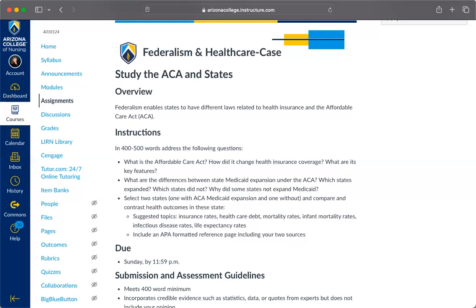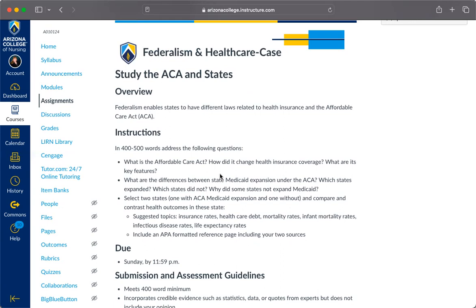So organize your paper just like this is organized here. Your introduction can start with, what is the Affordable Care Act? How did it change health insurance coverage, and what are its key features? And then you can go into, what are the differences between the state Medicaid expansion, which states expanded and which ones did not? Tell me why some of the states did not expand. And then you pick two states, one with expansion and one without, and compare and contrast the health outcomes. You can look at things like insurance rates, healthcare debt, anything listed here.